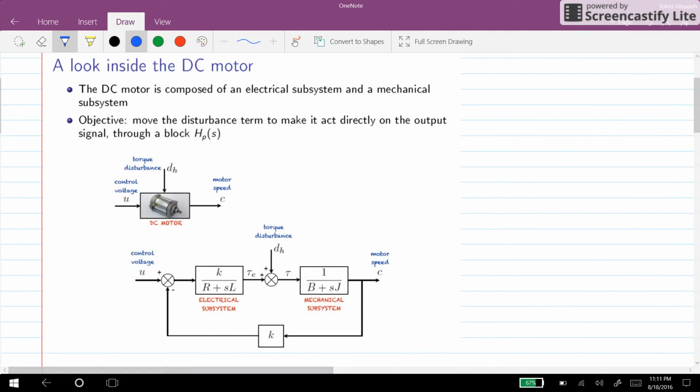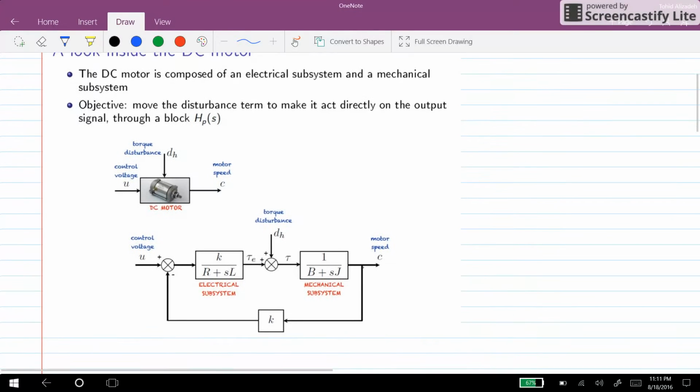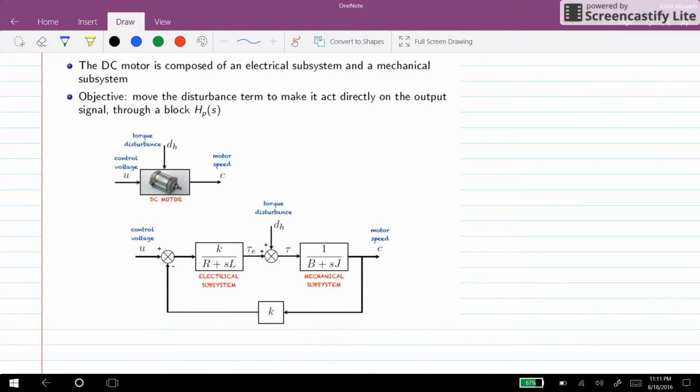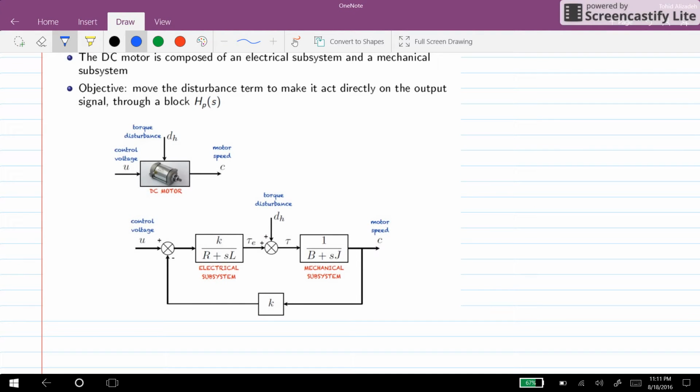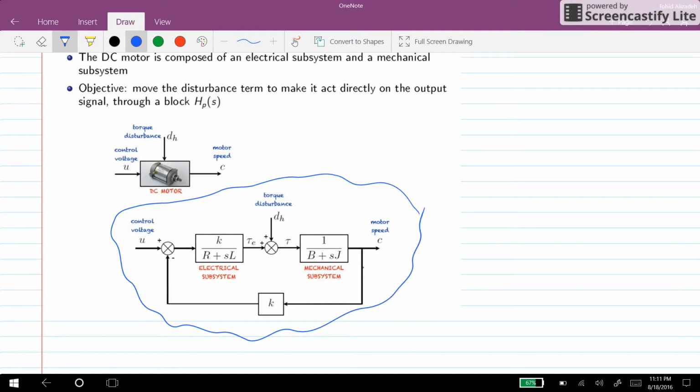Hi everyone, in this short video I will show you how to simplify the block diagram model of the typical DC motor. So this is the block diagram model of the DC motor, in which we have two main parts. There's the electrical subsystem and there's the mechanical subsystem. And we have two kinds of inputs. The first input is the control voltage, which is used to determine the speed of the motor, and the second one is the torque disturbance, which is not in our control.